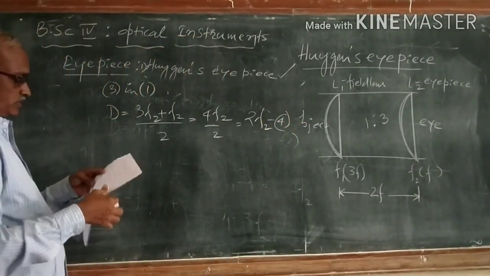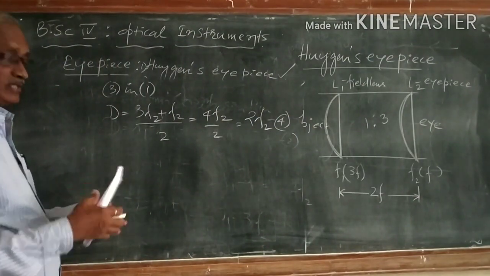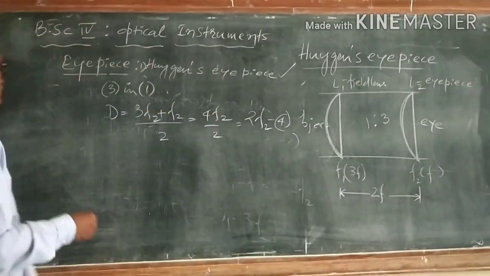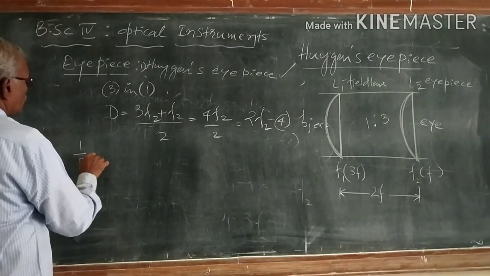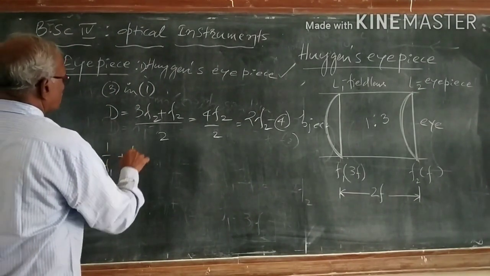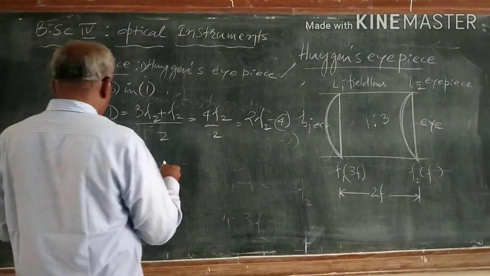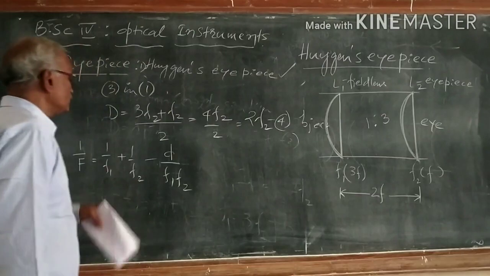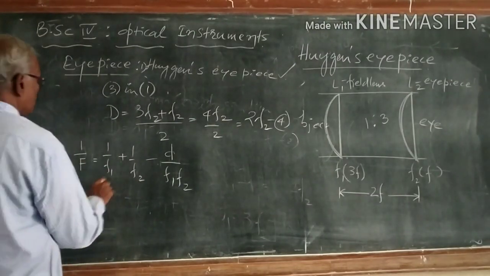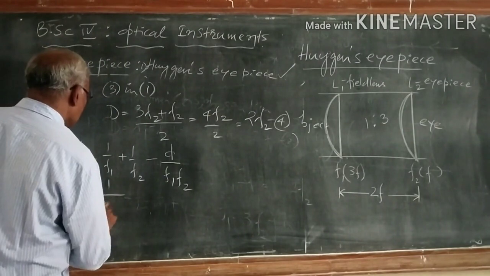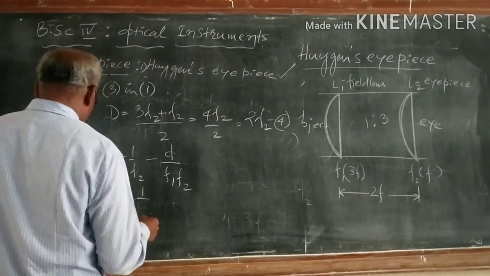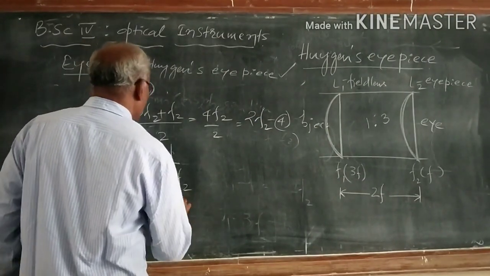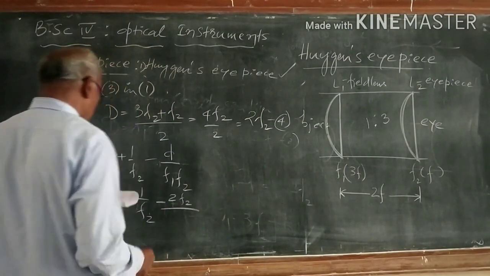Next we have to find the expression for the equivalent focal length. Equivalent focal length means, with a combination of two lenses we have one equation as we knew: 1 by F equals 1 by f1 plus 1 by f2 minus d divided by f1 into f2. So substituting all these values. This is 3f2, this is f2, minus d, which is 2f2. We got all these values in the previous equation.